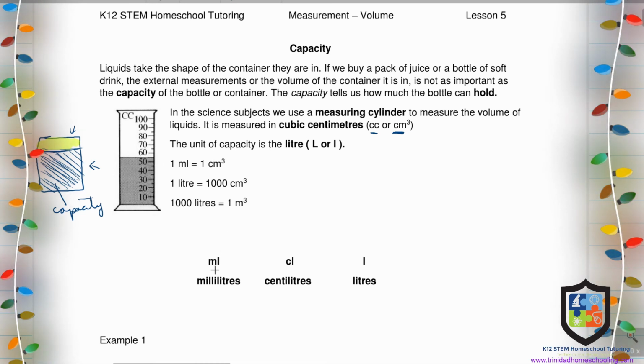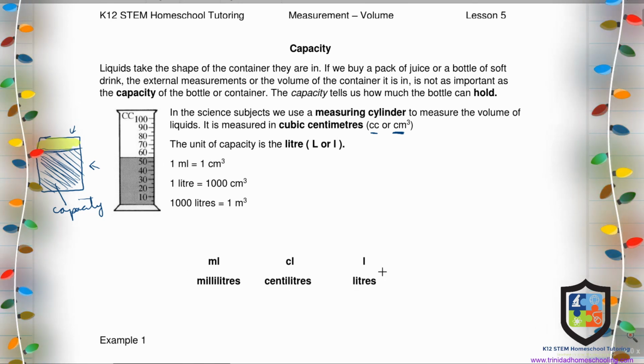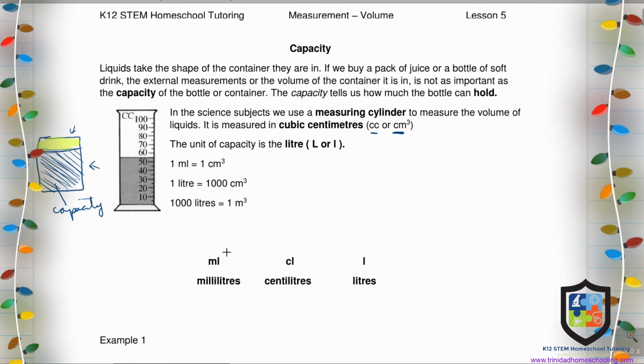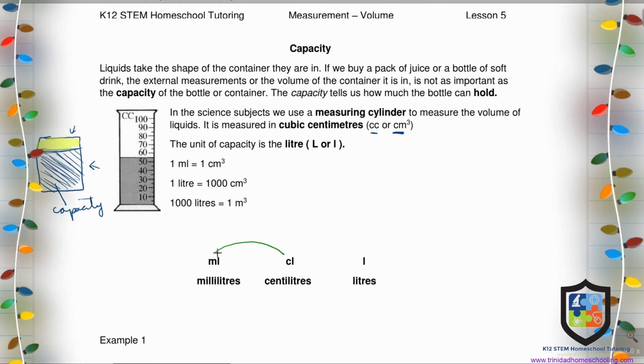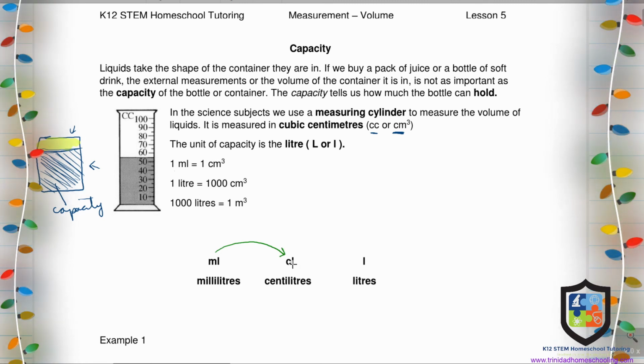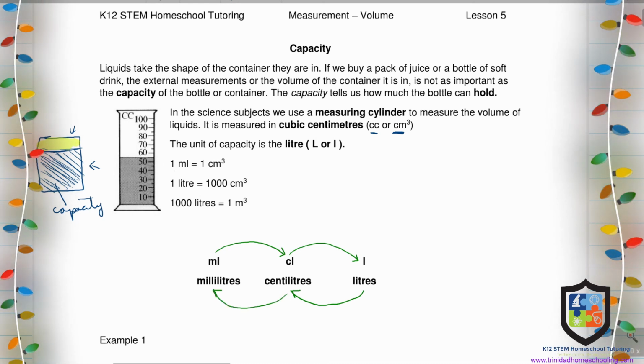Now, milliliters, centiliters, and liters are what we usually use to represent capacity. But as we're seeing here, 1 milliliter could also mean 1 cubic centimeter. With our previous lessons, we did a little conversion like this. How do we change milliliters to centiliters? And how do we change centiliters to liters? And vice versa, how do we change liters to centiliters? And how do we change centiliters to milliliters?